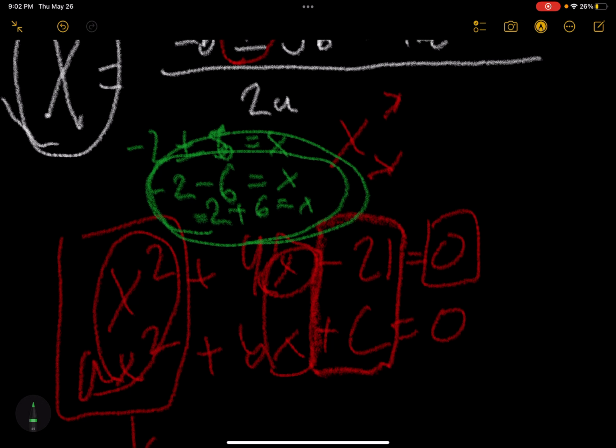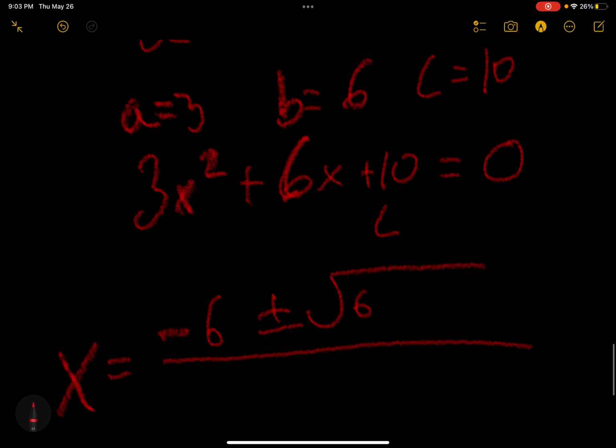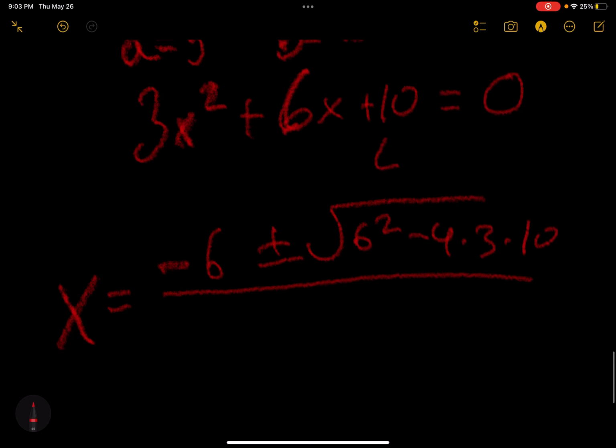That is inaccurate. So that means what we have to do in order to get it into terms, we have to add 10 to each side. So that means this equals 0. So we add 10 plus 10. Now we have it in terms. This is negative, so you have to add 10. Now if you look here, that's c. So that means c equals 10. Now we can plug this into the equation. Negative 6 plus or minus the square root of 6 squared minus 4 times 3 times 10. Then we can also do 2 times 3.